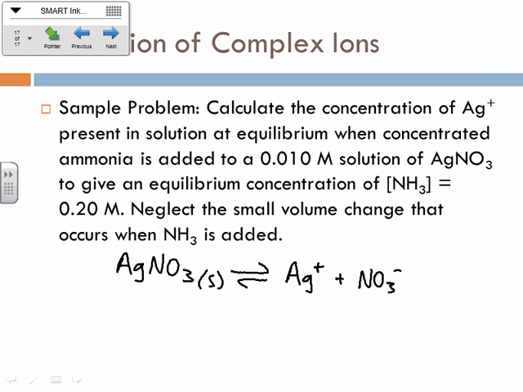Okay, so if we're thinking about our ICE table, we've got a lot of this, but we're going to ignore it because it's not in our equilibrium expression. We can assume we have none of the Ag+ and the NO3- to begin with, okay? So we've got a 0.010 molar solution of AgNO3, and that's giving an equilibrium concentration of 0.2. Oh, sorry, hang on just a second.